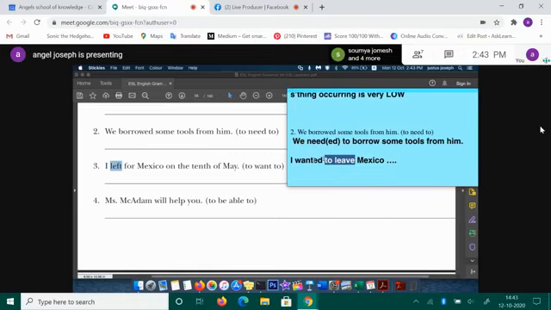Past is now shown by wanted. Earlier, past was shown by the word left. Now, since wanted is showing the past, we will not write left, but rather we would use the base form or the infinitive form, to leave or leave, however you want to look at it. That's how it changes. So let's look at the second next one, fourth one. Miss McAdam will help you.